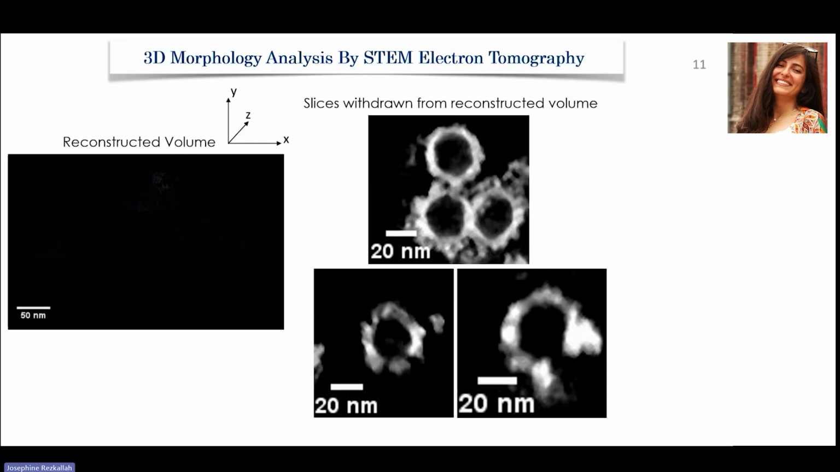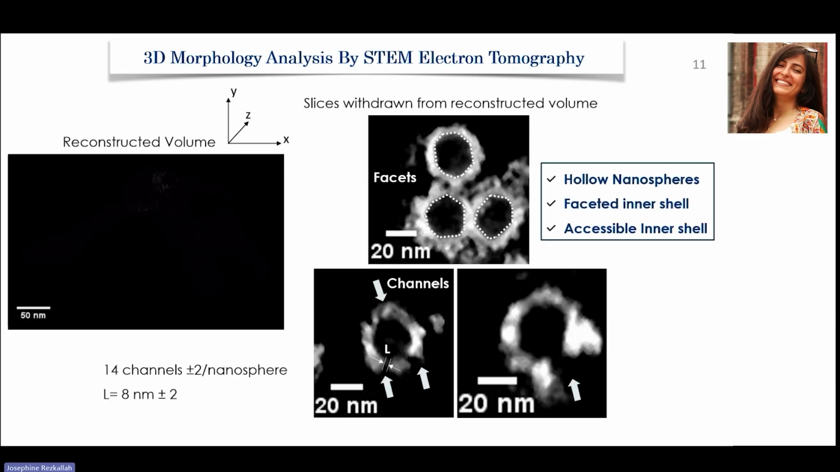First, it confirms that we have obtained hollow nanospheres. You can see the void. Second, the inner shell is not perfectly spherical. It presents facets. And these facets originate from the faceted cobalt templates.